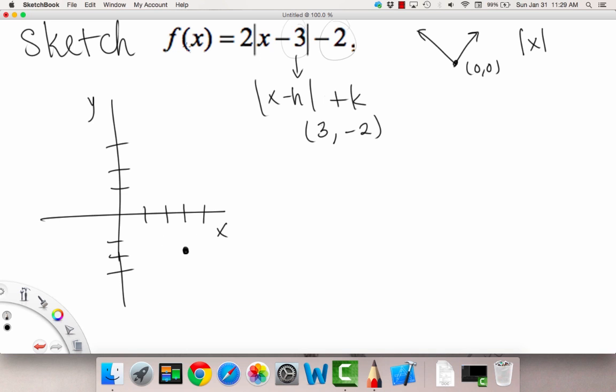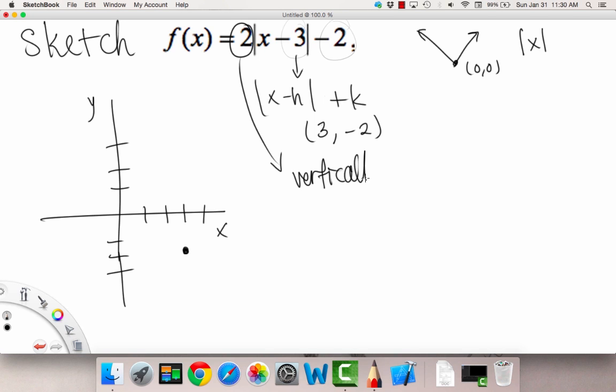And then let's see, we don't have any negative signs in front of our absolute value, so that means that we're facing up still, right? And there's no vertical reflection going on or anything. We also don't have a horizontal reflection either because we don't have a negative sign in front of the x either. But we do have this 2 in front, which, let's see what that does. So that just means that we're going to vertically stretch by a factor of 2.